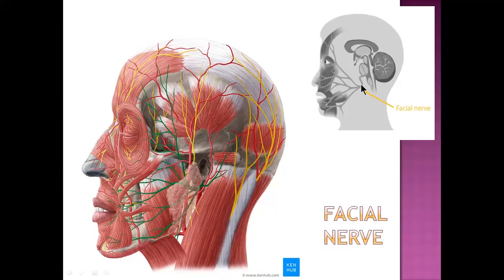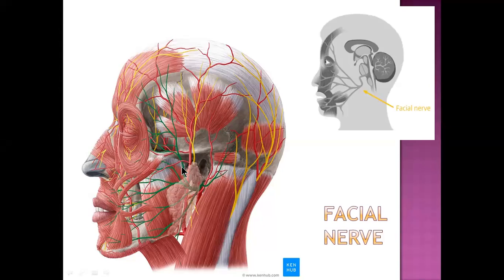So there is a foramen, between the styloid process of the temporal bone and the mastoid process. This is where the facial nerve comes out, and this is the facial nerve, you can see it in the green color. It enters the parotid gland. So this is the parotid gland. Then on the anterior border of the parotid gland, it will give branches.